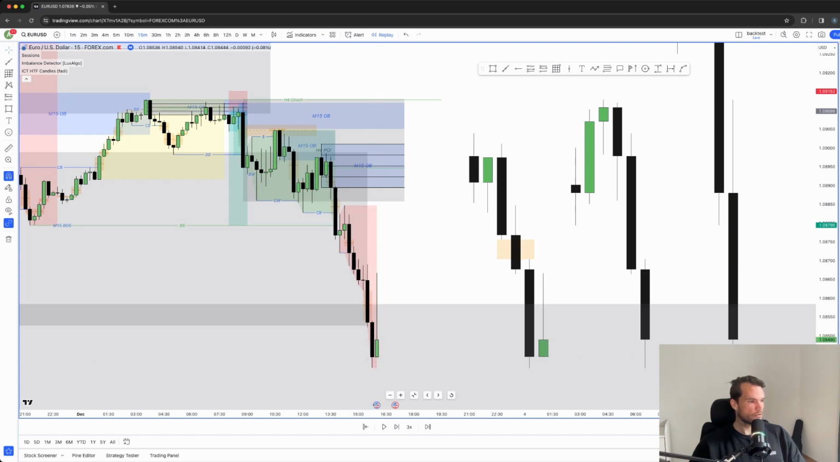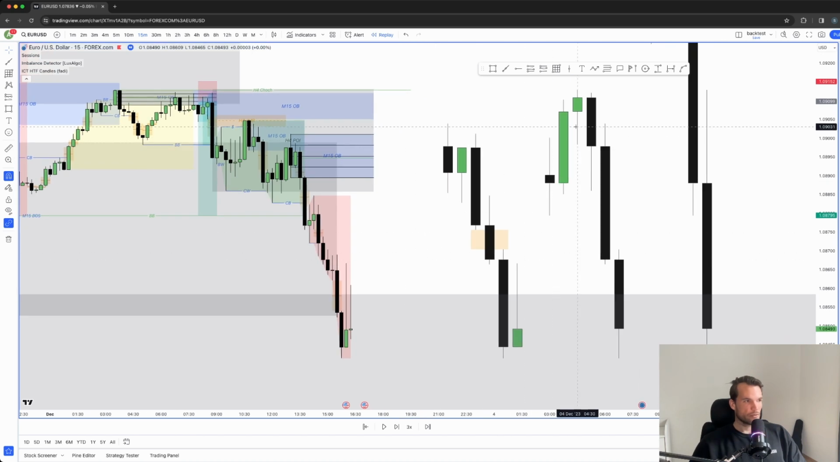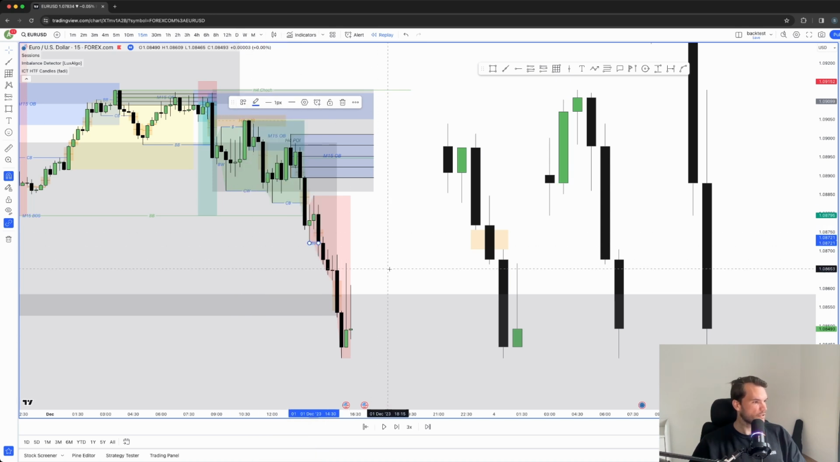Okay, the first bit of news, whenever it's reacting out of a little order block here. But yeah, we've now taken H4 liquidity, old H4 liquidity. We're trading pretty far deep here. This was our last body.